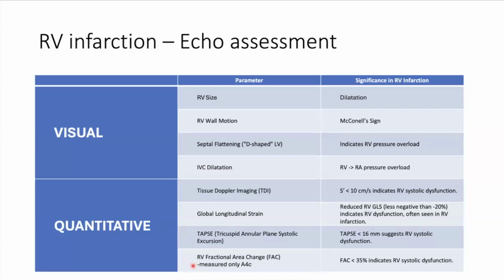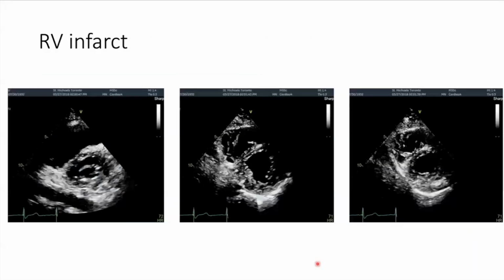There's also the fractional area change, which is kind of like a poor man's Simpson's biplane. But instead of a biplane, you're using just the apical four chamber, and you're trying to see the difference between the area of the right ventricle in systole and diastole. It doesn't work quite as well just because the right ventricle is not cylindrical or conal shaped, but a cutoff of 35% is used.